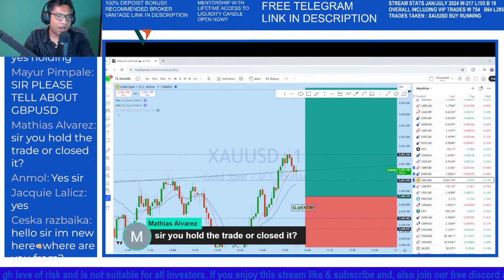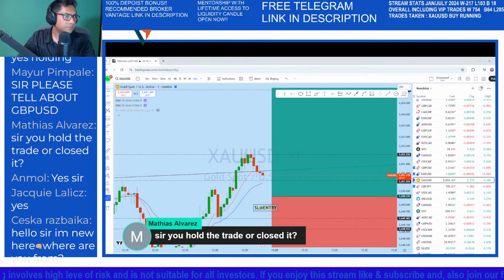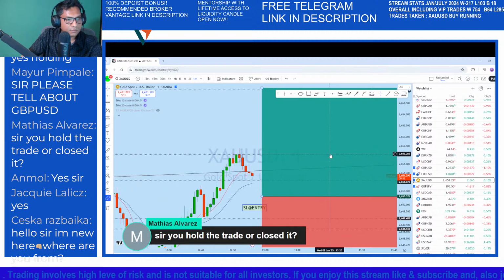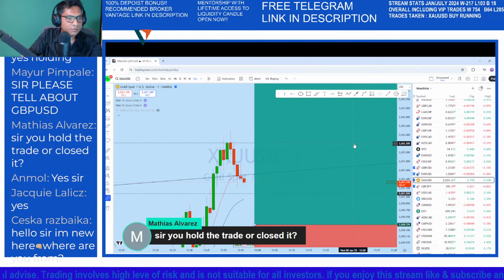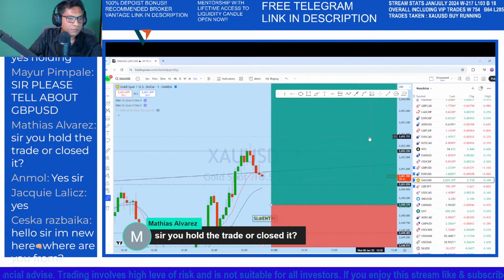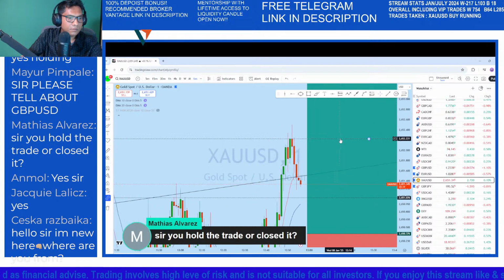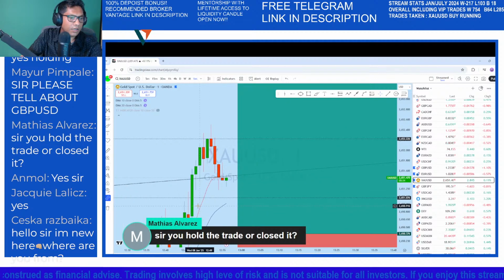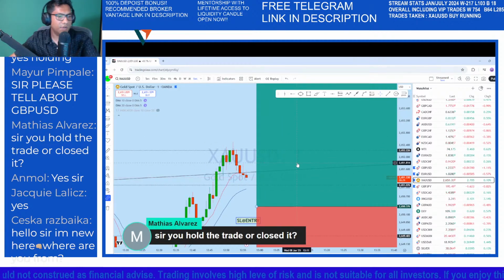So one half is closed, the other half is running on. Okay, here it's forming, wanting to see this form a series of higher lows and then return back to the upside.